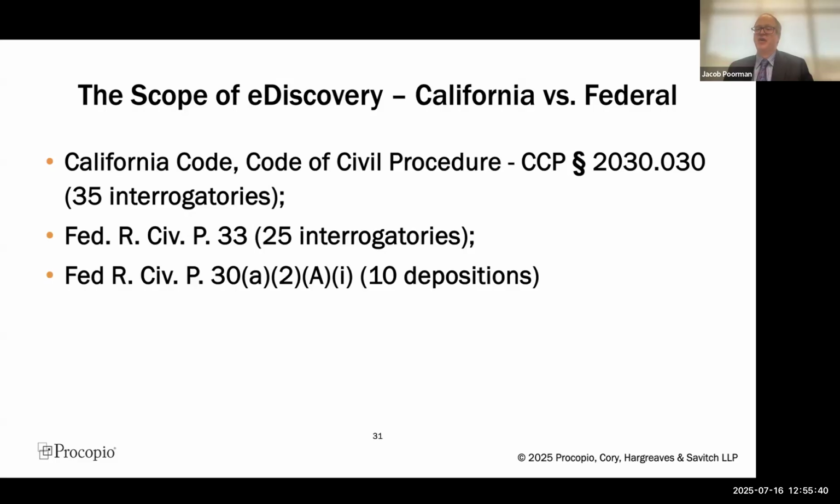Exceeding that limit, however, is very easy, as a party only needs to include, in excess of 35 interrogatories, a declaration stating that additional interrogatories are necessary due to the complexity of the matter. Courts are typically very permissive about allowing parties to exceed the 35 interrogatory limit. Another significant difference between California and federal discovery is that California places no presumptive limits on the number of permissible depositions.